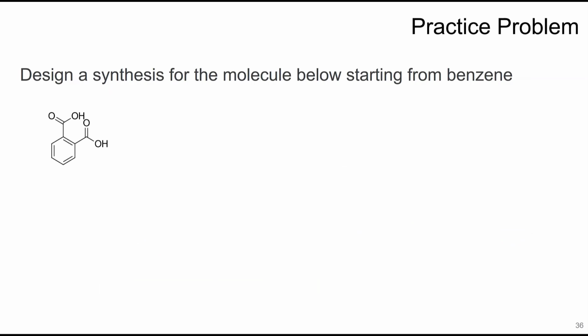Design a synthesis for this molecule below, starting from benzene. So observations that you can make is that we have 2 carboxylic acids. They are ortho to each other. If you had one acyl group, that would be a meta-director, or this carboxylic acid is a meta-director. So we probably had an ortho-para-director on there before we added the second group. And we need to form carbon-carbon bonds.